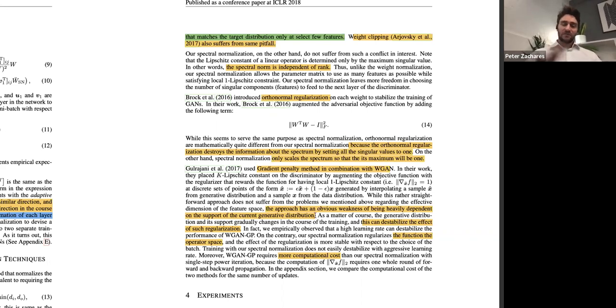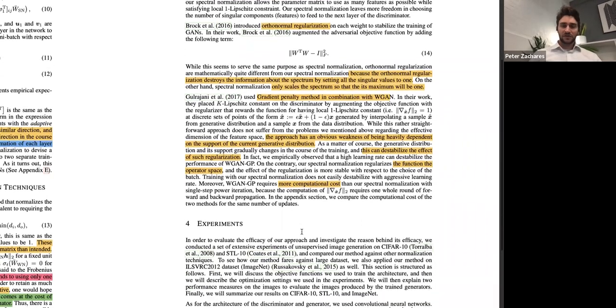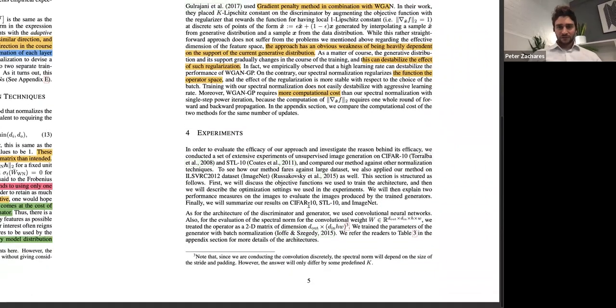So I'm not going to go too much into this. I haven't had a lot of time to think about what they mean here, but basically this method also has some issue, and it has a high computational cost. Let's go to experiments. So they do experiments on 3 data sets, CIFAR10, STL10.